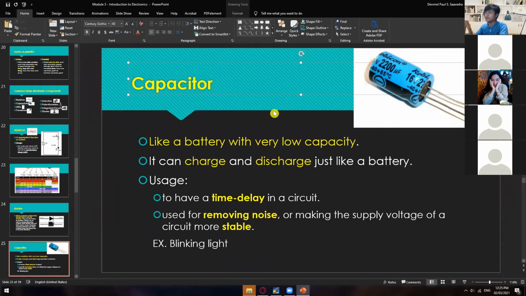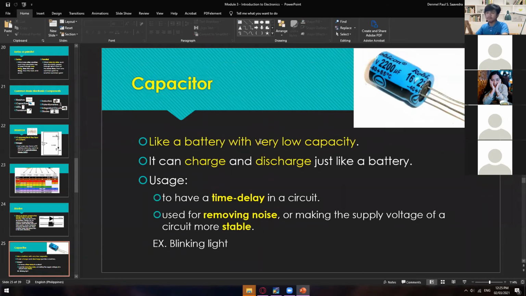The reason for that is to avoid a sudden fluctuation of current going in and going out. In that case, we will be able to avoid damage to the components of your TV or any appliances. This one is also used to remove noise. For example, we have an AC input, right? This one can smoothen out that AC into DC, thus removing noise.